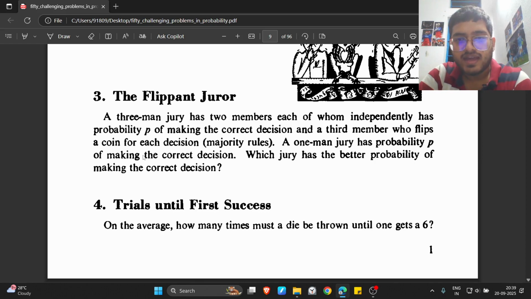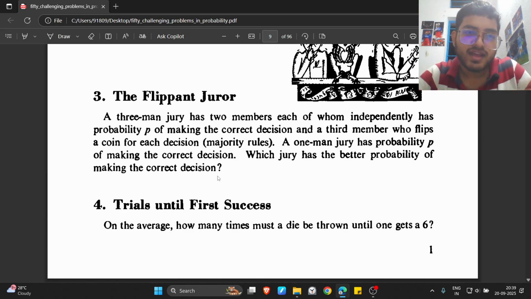On the other hand, a single juror has probability P of making the correct decision. Which jury has the better probability of making the correct decision? One is a single juror with probability P, and another is a three-man jury, where two people independently have probability P of making the correct decision, and the third person just tosses a coin. If the coin says true, he goes for true; if false, he goes false. If it's heads, he goes for correct, otherwise he goes false. So which one is better? Which one should we choose?